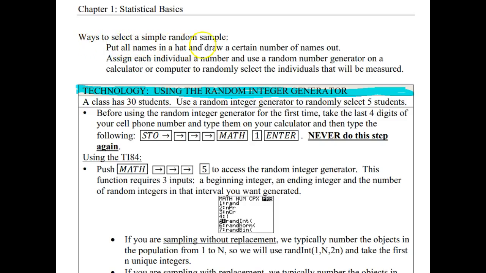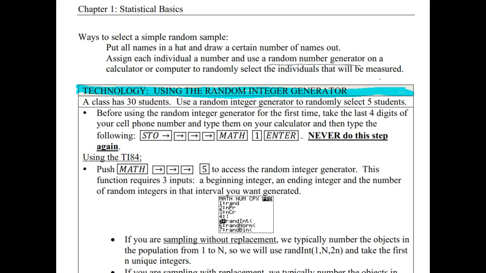So, some ways to select a simple random sample. Many of you have probably experienced some of these ways by teachers over the years, where they might put all the names in a hat and draw out a certain number of names. As long as everybody's name is in there once, they're all on the same size piece of paper, and we mix them all up in the hat, everybody has the same chance of being chosen. A more sophisticated way would be to assign each individual in the population a number and use a random number generator on a calculator or a computer to randomly select the individuals that will be measured. So we have a couple different forms of technology that we can use to do that.